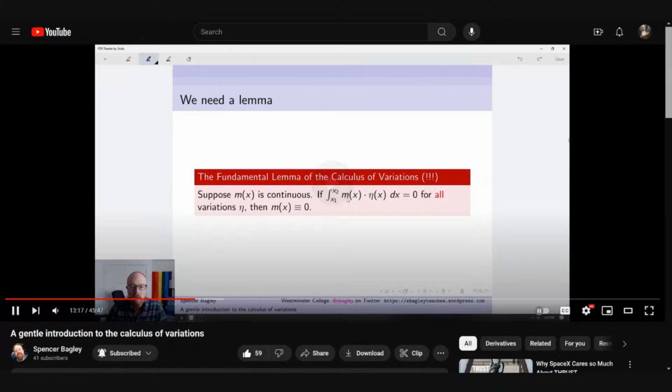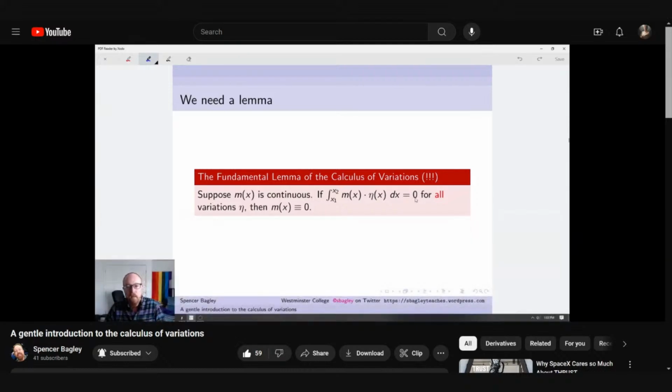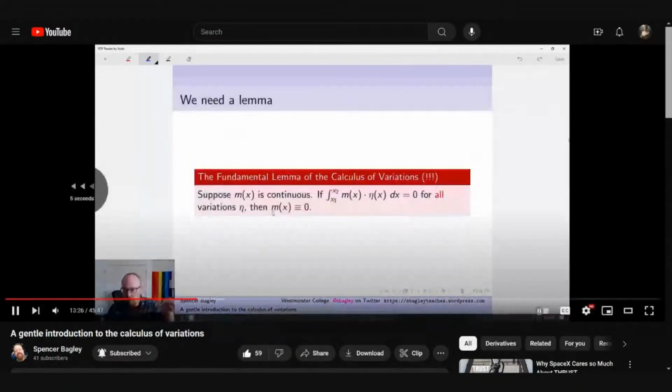Against a variation, and you get 0, no matter which variation you choose, well, then the function has to be identically 0, right? The constant function 0. Okay, let's see how the proof is going to go. The proof is fun. It relies on a little bit of analysis, but nothing too scary.